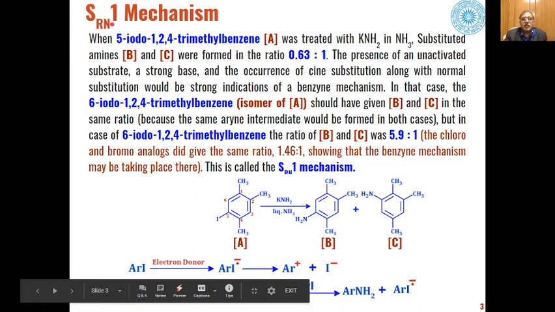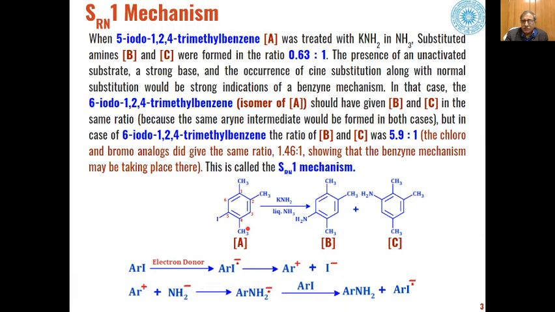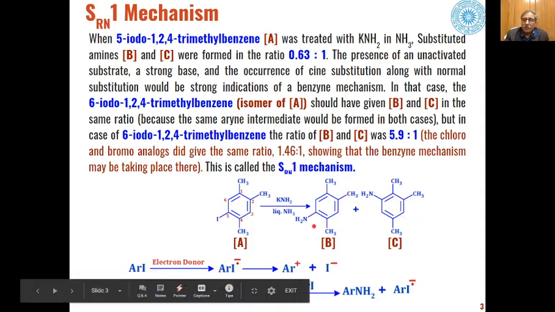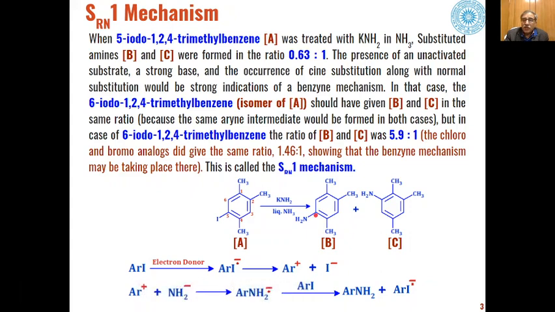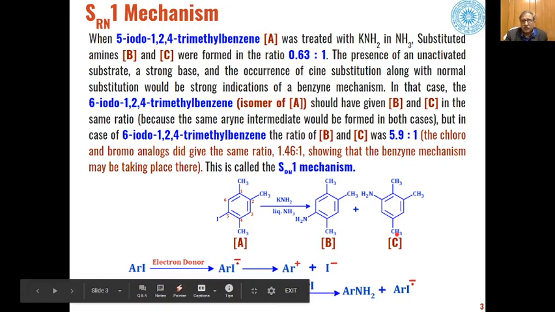First is the SRN1 mechanism. Suppose we have this substrate, 5-iodo-1,2,4-trimethylbenzene, and we treat it with a strong base like potassium amide in liquid ammonia, that is, at low temperature. Then two products can be formed. In one, the nucleophile gets attached to the same carbon to which the leaving group was attached, and the other is cine substitution, where the nucleophile gets attached to the carbon adjacent to where the leaving group was attached. So these two products, B and C, are formed.